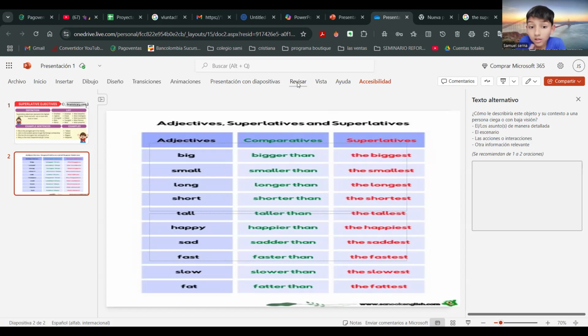Continue. Long. This is the adjective "long", and the comparative is "longer". How do you say it in Spanish? In Spanish you say "largo". In the comparative it is "longer than", but in the superlative it is "the longest".